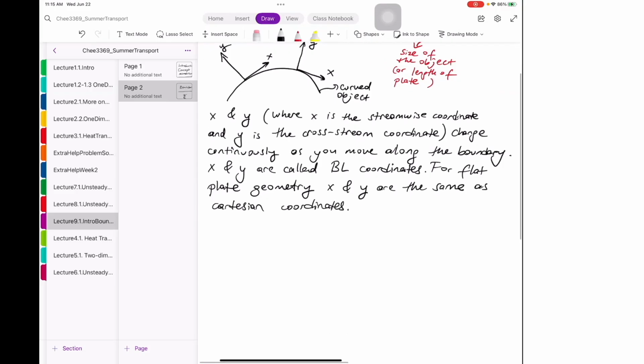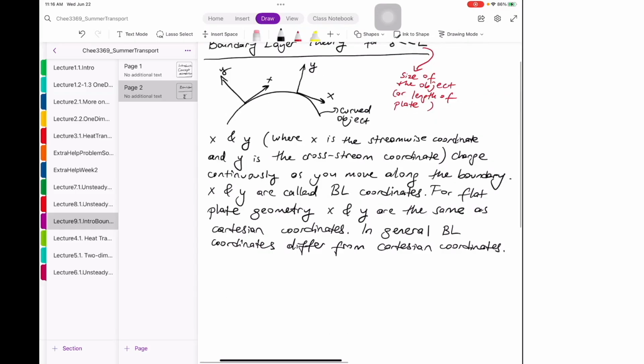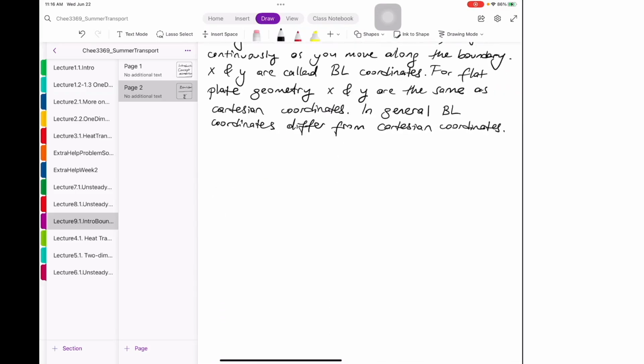Okay, so I don't have this curved surface for the object, but I have the flat plates in that case. But in general, boundary layer coordinates differ from Cartesian coordinates. And now this is our system. Let's start to investigate. Now this is like what you would do in a fluid mechanics course.